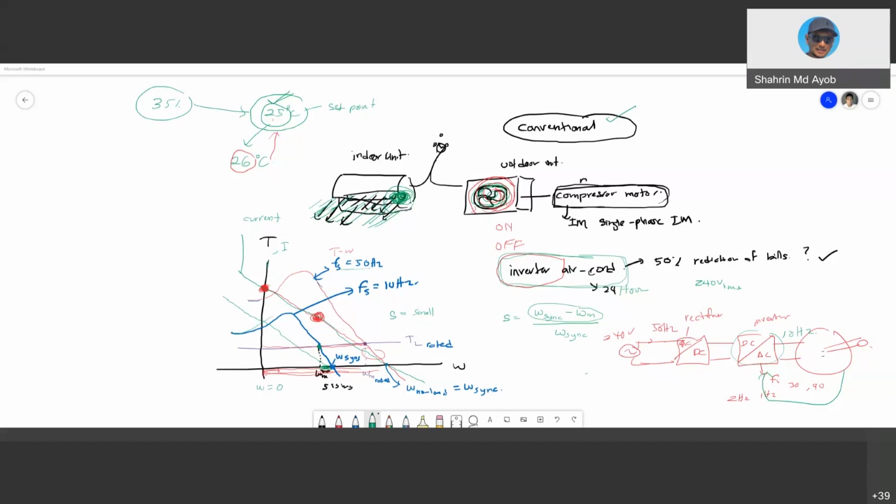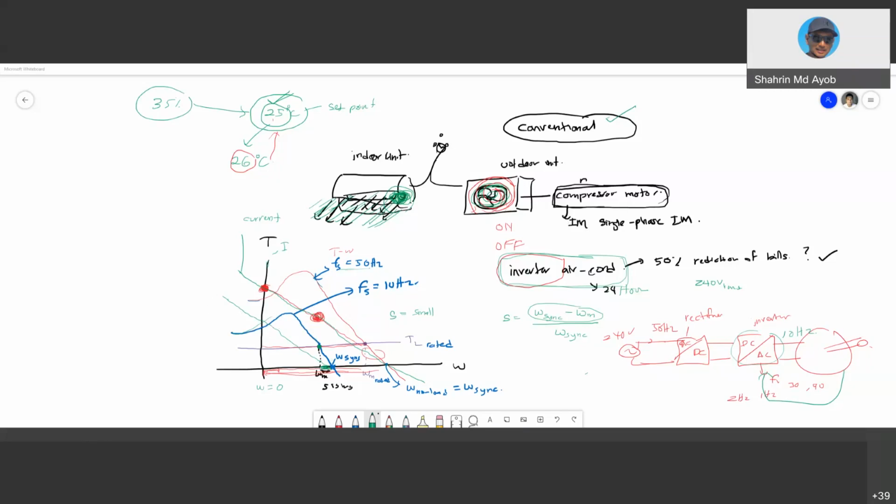When conventional, you use a single top speed because the frequency supply is fixed at 50 hertz. But when you use an inverter, we can adjust the top speed because we can vary the frequency supply from 50 hertz to 30, 40, or 1 hertz, or maybe 2 hertz, depending on the operation of the induction motor. Okay, so I think that's all.